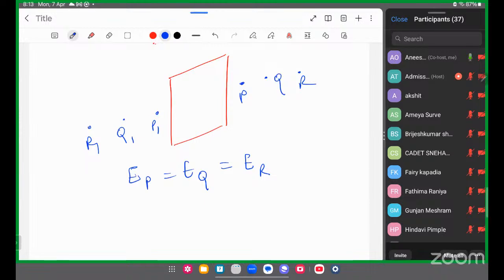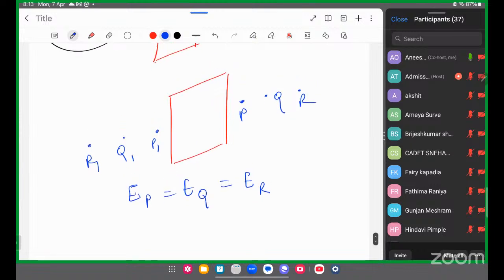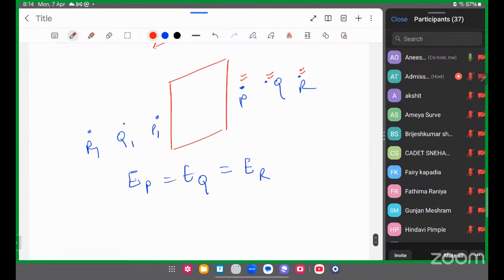Interesting point is, it may be felt that point P must have a greater value of electric field because it is nearby the plane sheet or nearby the surface as compared to point Q and point R. But this is not true. The fact is electric field E at point P, at point Q, at point R will be exactly the same in case of an infinite plane sheet.